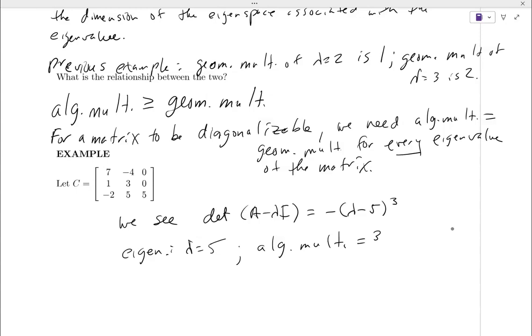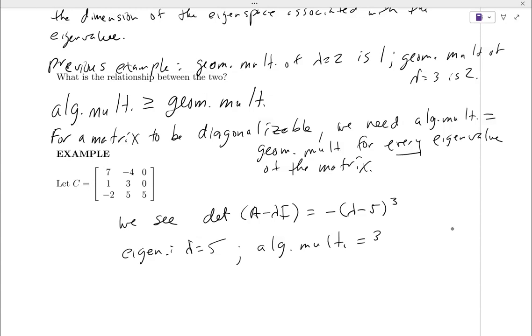All right. Let's go back over to our calculator. Let's do our reduced row echelon form here of C minus the identity matrix times 5. This, again, will do 2 things for us. One, it will verify that we really do have that as an eigenvalue. When we row reduce, we should see at least one row of zeros. That'll verify for us that we really do have an eigenvalue. That makes sense? Okay.